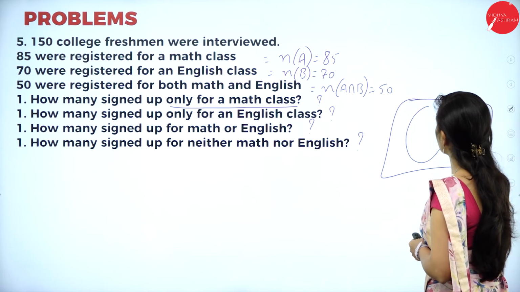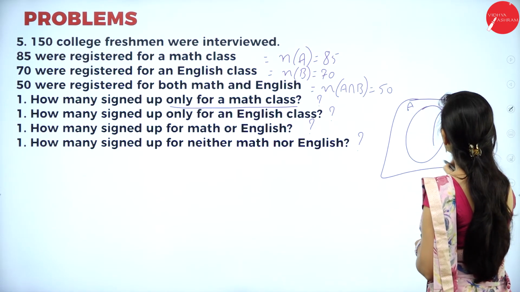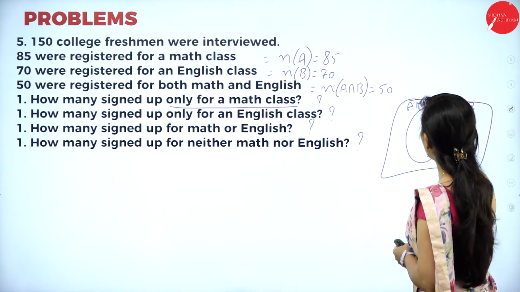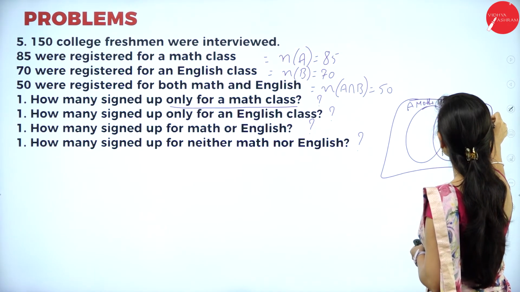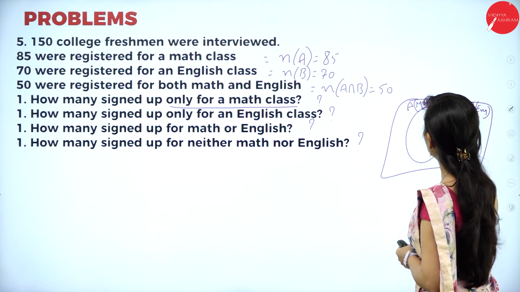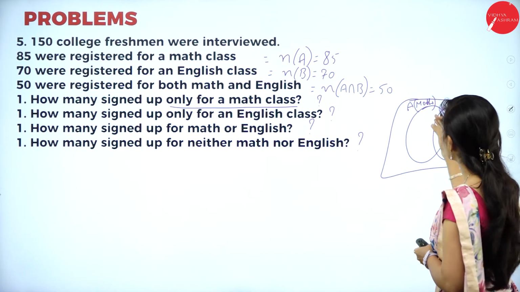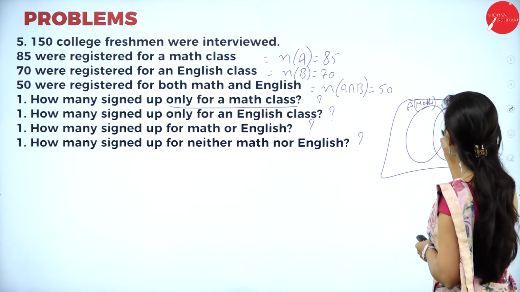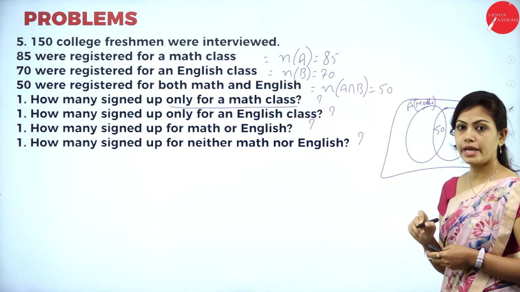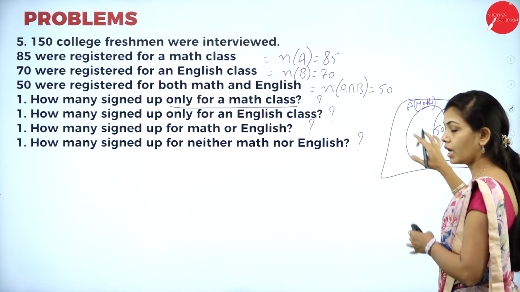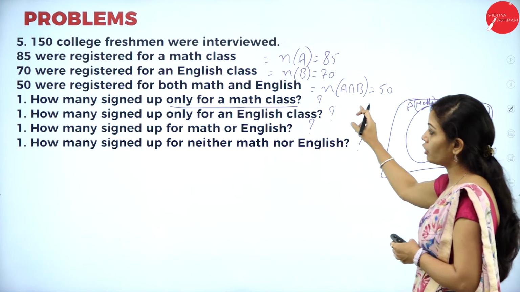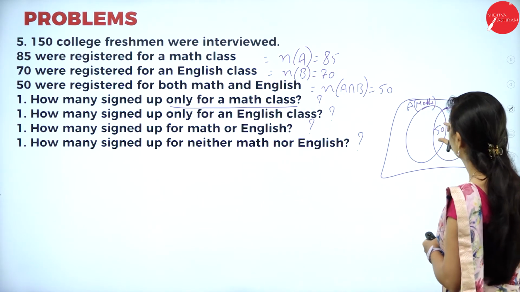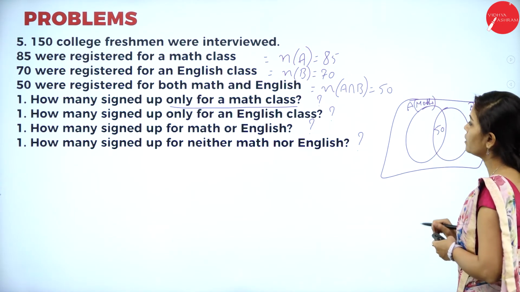Draw a diagram. Here we have two sets A and B, or you can consider it as maths and English. In brackets, you can write maths and English, or set A and set B also. And what is n(A intersection B)? n(A intersection B) is equal to 50, right? So in the overlapping area, I will write n(A intersection B), which means 50 were registered for both math and English, that is 50 students. I'll write it in the overlapping common area.